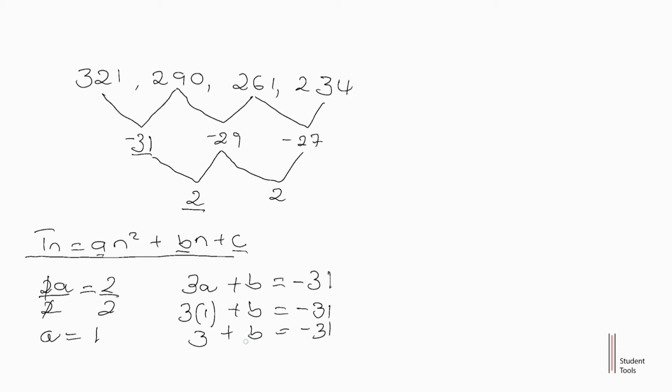To make b the subject of the formula, we will have to take the 3 from the left hand side to the right hand side. We will do that by subtracting 3 and also subtracting 3 here as well. So b will be equal to negative 31 minus 3, that is negative 34.